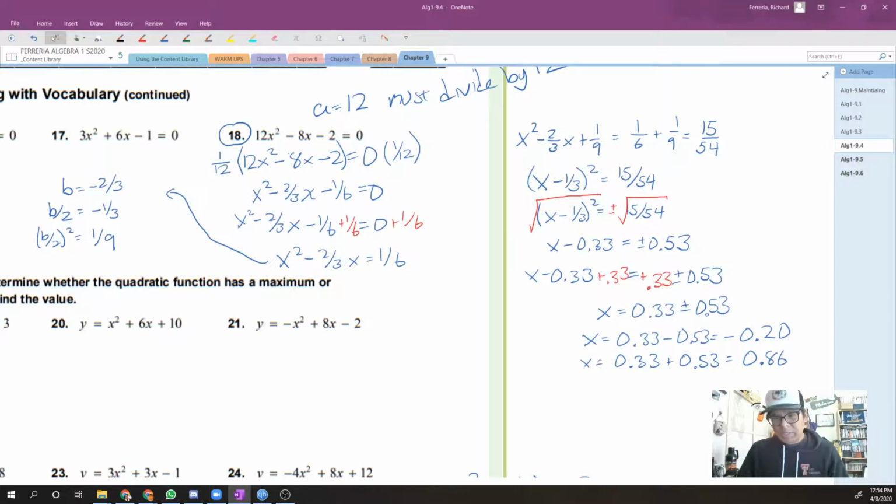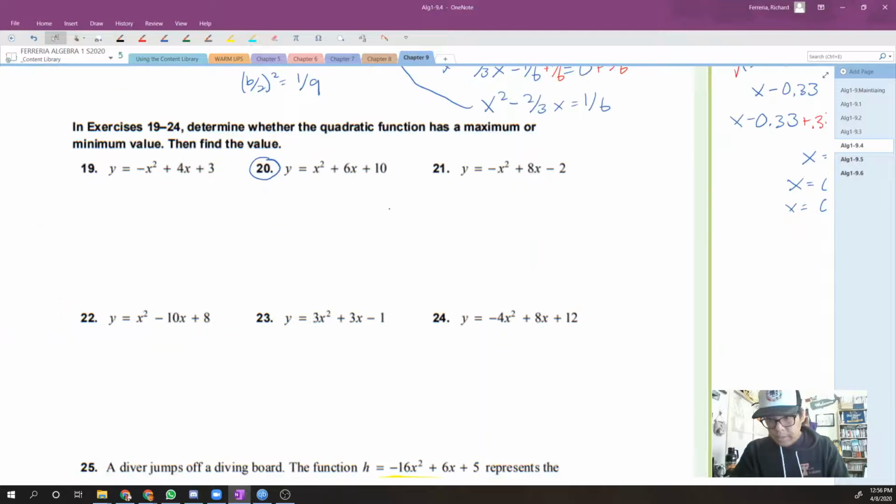So let's see what we got with 20. Number 20 is actually a little bit of a flashback to what we were doing earlier. You'll notice that this says just determine whether the quadratic function has a maximum or minimum value. And that's a combination of two things. We have a maximum if a is negative, and we get a minimum if a is positive. So we're just taking a look at a.